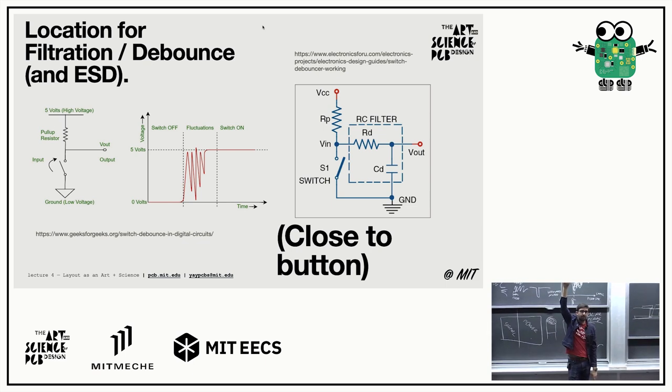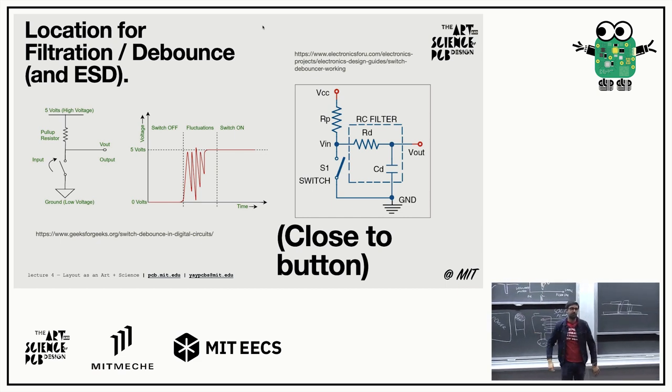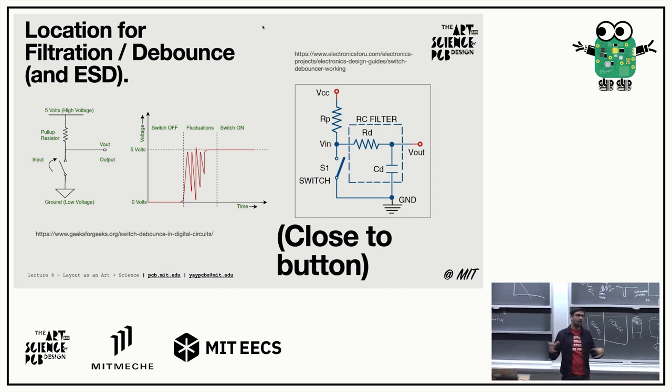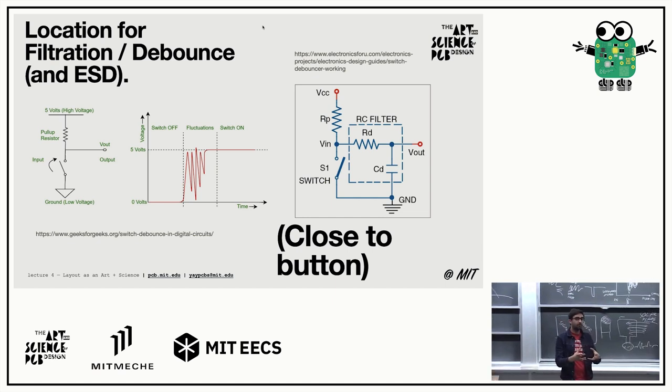We call that bouncing. So oftentimes what we'll do is we'll put a little filter on the output called an RC filter, called a debounce filter. And in general, you want to get those as close to the button as possible, which was the point I'm trying to make. You usually want all your filtration equipment as close to the thing that is being filtered as possible. Does that concept make sense to people?